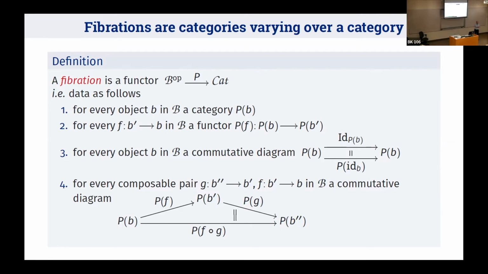Fibrations are categories varying over a category. So it's almost obvious what they should be. A fibration is a functor, well, on the opposite category of the indexing category, which I will call most of the time the base category, B for base, into the category of all categories. I will not worry about size because there are Grothendieck universes preventing me from making mistakes. So if you want, I'll be specific, but I'll drop that problem throughout.